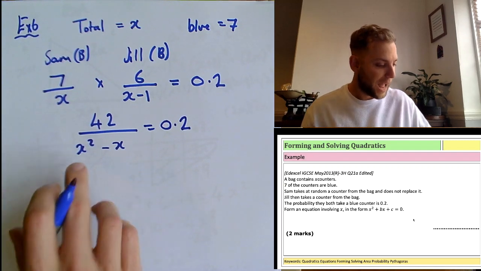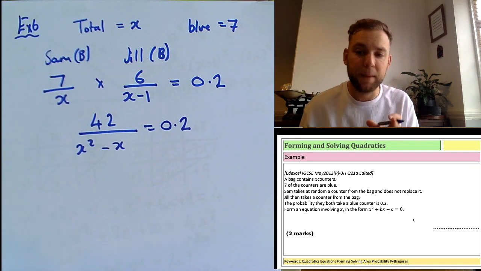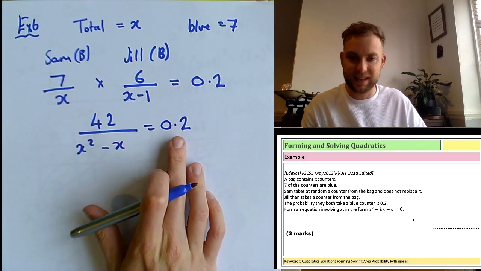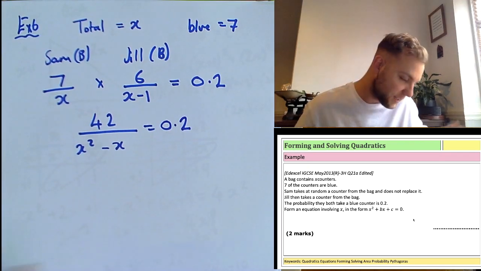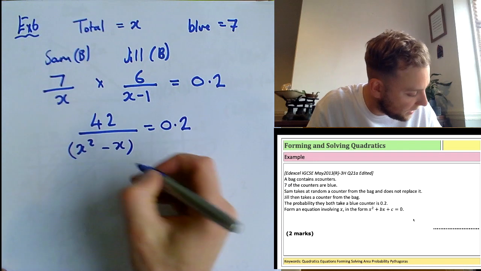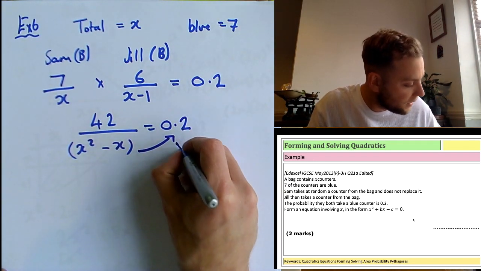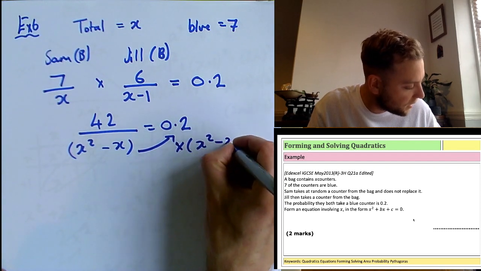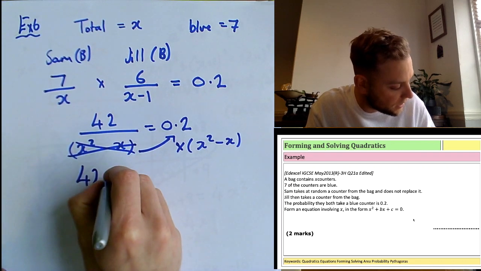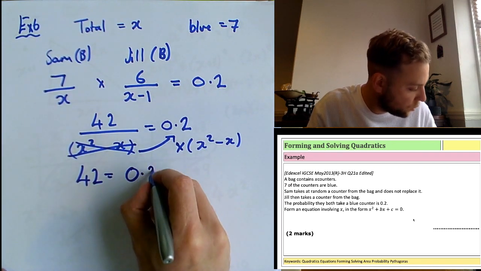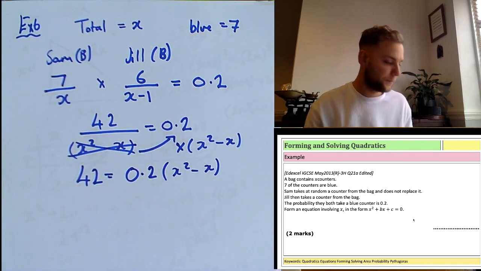Okay. Now we need to times up by this. Now I'm going to take a little step here. Okay. Because this is a bit nasty, the fact that this is 0.2. And I do want to get rid of that. In fact, I'll times up first. So to get rid of all of this, I'm timesing the right hand side by x squared minus x. Okay, so that will get rid of that. I'm left with 42 is equal to 0.2 times by x squared minus x.